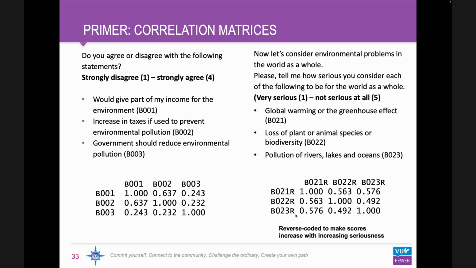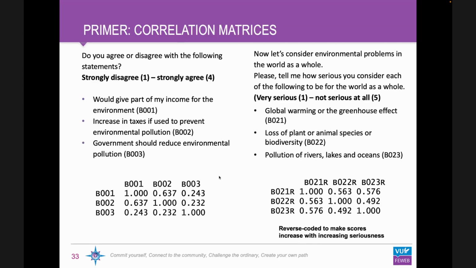And a side note here is that we have, as you can see, from very serious to not serious at all. And here, strongly disagree to strongly agree. So increasing numbers here represent agreement, like more environmental sentiments. And here it actually represents less environmental sentiments if someone answers 5, for instance. So that's why we reverse code these scores to make them increase with increasing seriousness or increasing environmentalist sentiments.